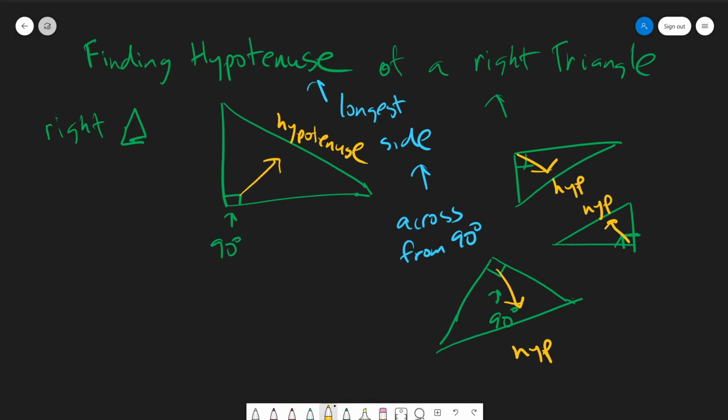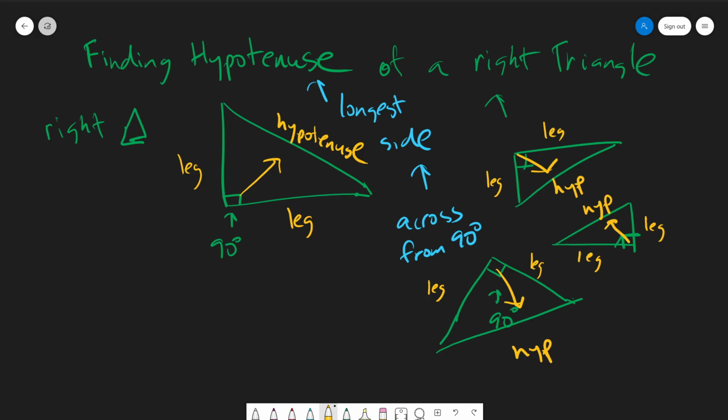What are the other sides called? These are legs. As far as finding the hypotenuse goes, the legs are interchangeable. It doesn't really matter what order you use them in, they're just legs, a and b. I'll just leave it like this for now. The legs are the same. They can be changed.